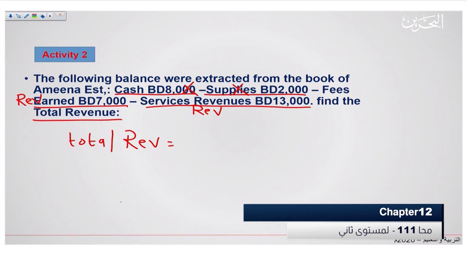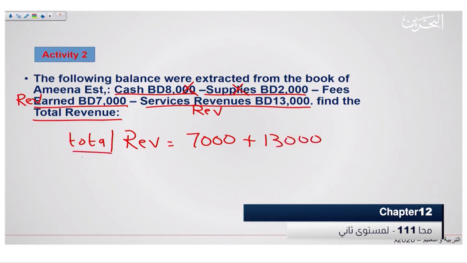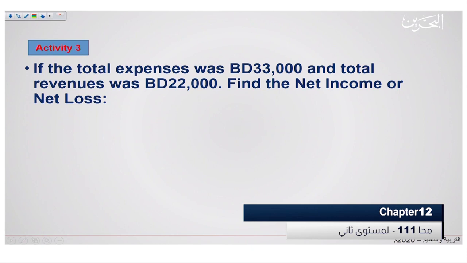I will write down here the amount, 7,000 BD plus 13,000, because they want us to find the total. That's why I will add. It will equal 20,000 BD. This is our total amount of revenue.